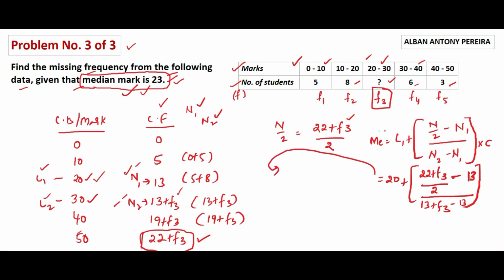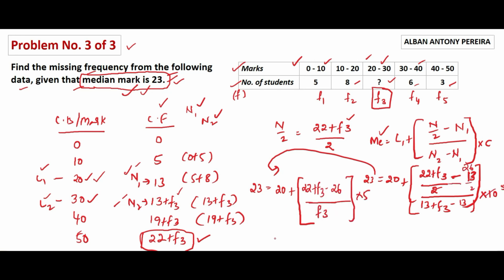Before this, median mark also we know, write it. 23 equal to 20 plus big bracket open 22 plus F3 divided by 2 minus 13 whole divided by 13 plus F3 minus 13. Multiply this with 10 because there is class length also. Further, 23 is equal to 20 plus big bracket open 13 plus F3 minus 13, and plus 13 will become 0, so F3 will only be left out.